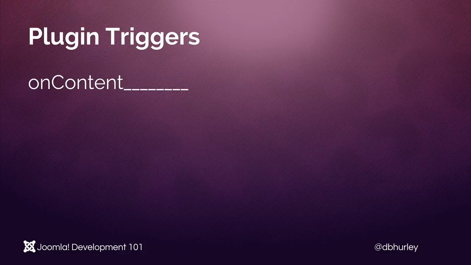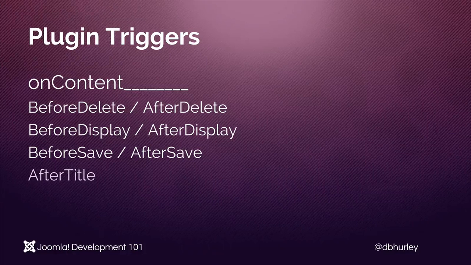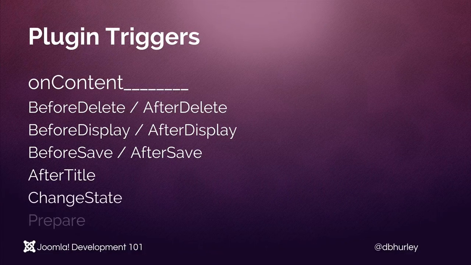Every Joomla plugin for content begins with the onContent dispatch trigger. Then a series of actions are tacked on to that line. So we have before delete, after, before and after display, before and after save, after title, change state, and prepare. So in essence, the trigger is on content before display or on content change state. Those are how the triggers are defined and used throughout the Joomla content.